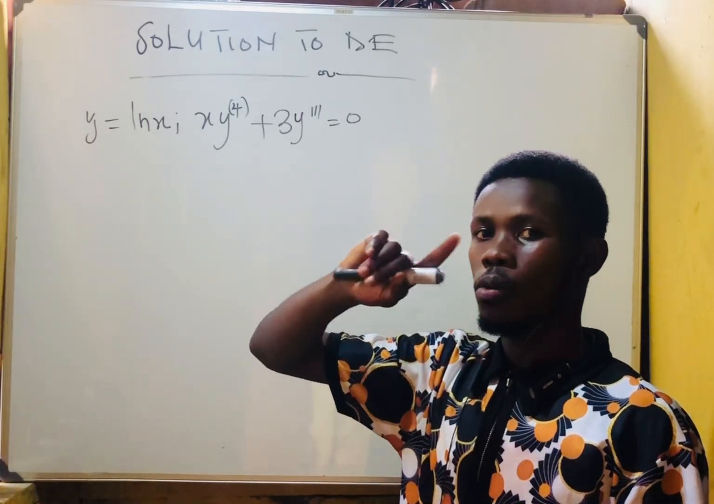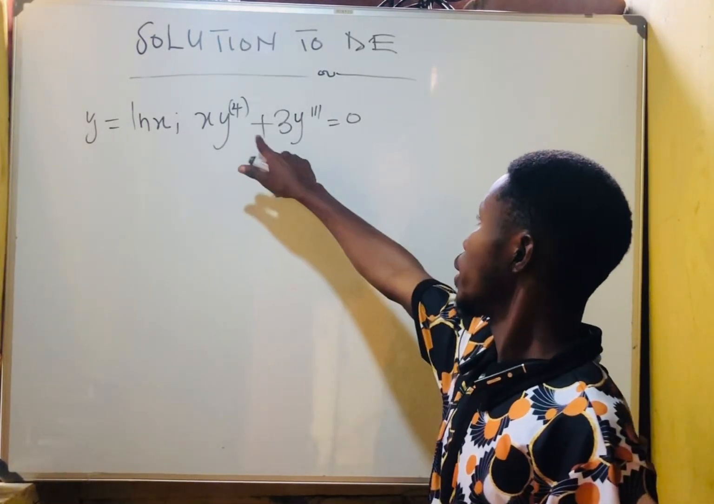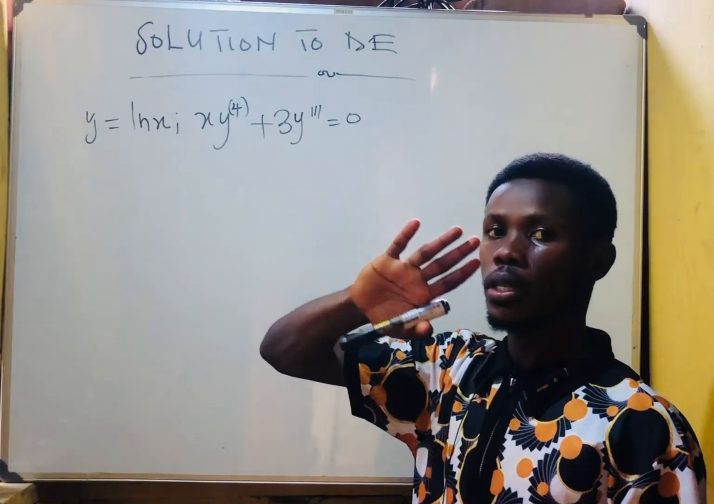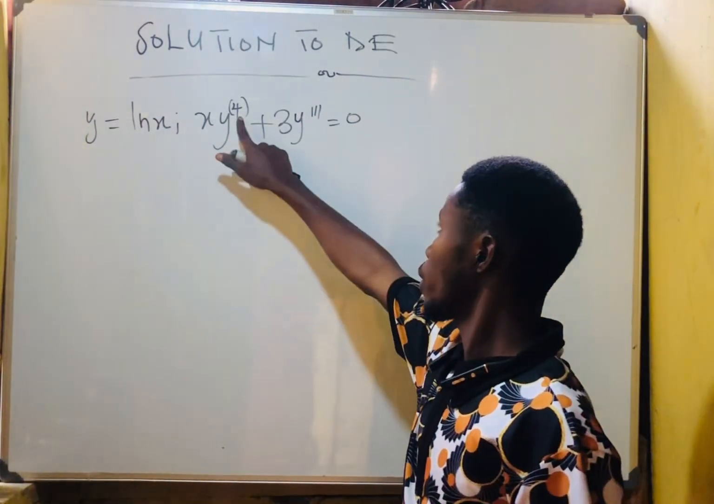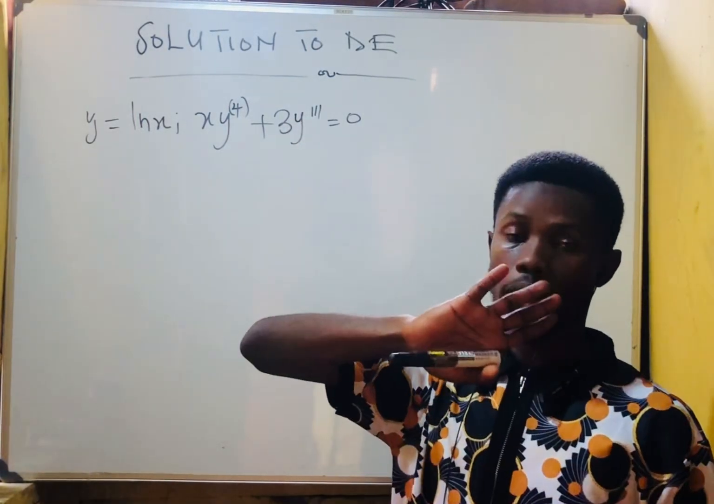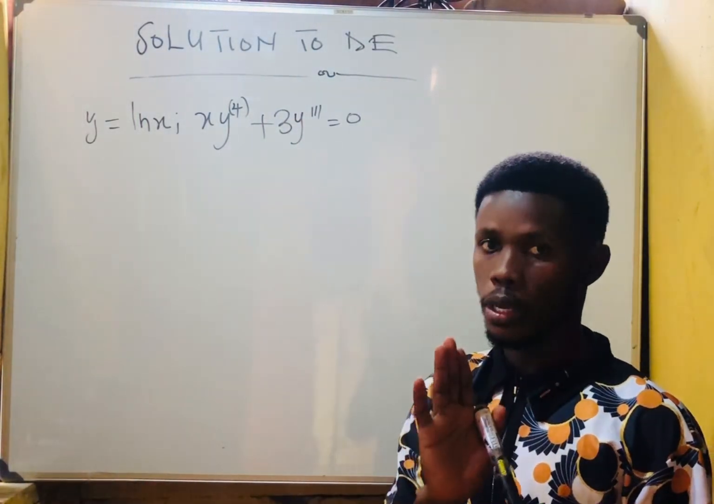I don't write y^(iv), no. Then plus 3y prime prime prime. That means you have to differentiate it 3 times. So you differentiate this particular thing 4 times, and you differentiate it 3 times. Okay. So let's start with the differentiation.